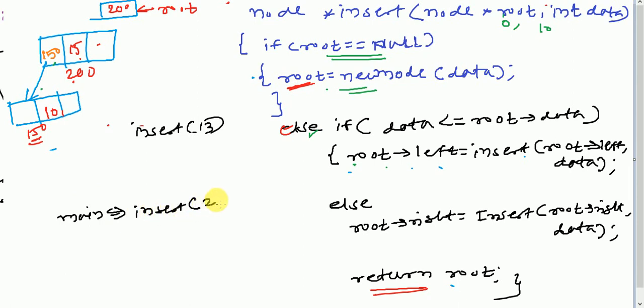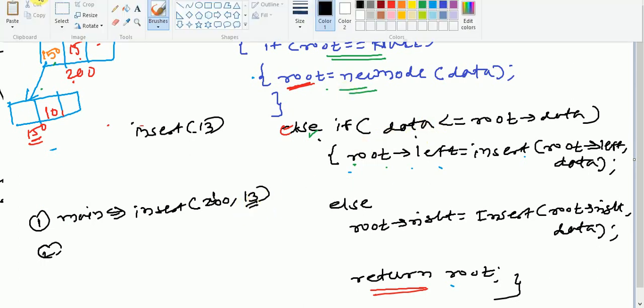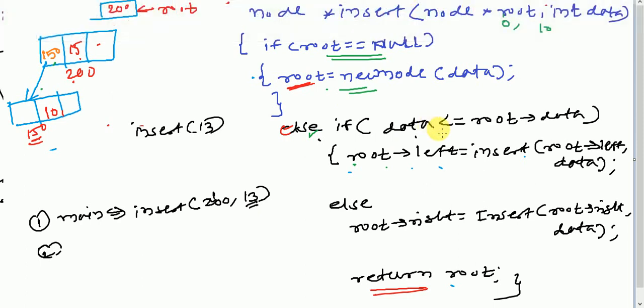So root is 200 and data is 13. Okay, so this is the first call. Now here root is 200, right, at this point. Next, second thing, it will come to else if data. So data is 13 and the root arrow data. So root is 200. So what is 200 arrow data here? 200 arrow data is 15.